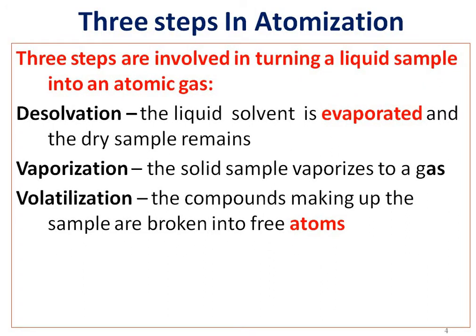The three steps involved in turning a liquid sample into an atomic gas are: the first is desolvation, the second is vaporization, and the third is volatilization. Desolvation is a process in which the liquid solvent is evaporated and the dry sample remains. In vaporization, the solid sample vaporizes to a gas. And in volatilization, the compounds making up the sample are broken into free atoms.